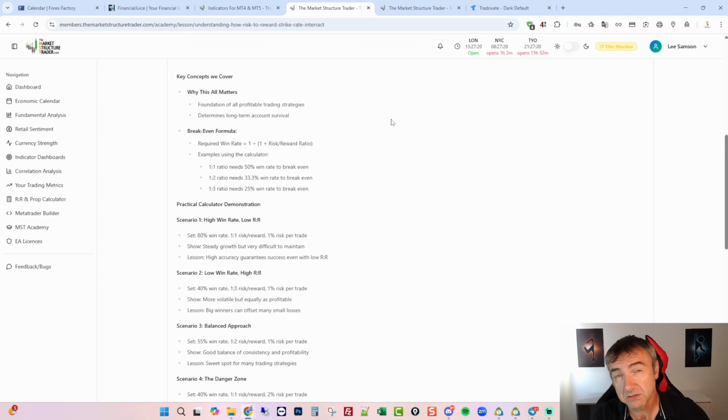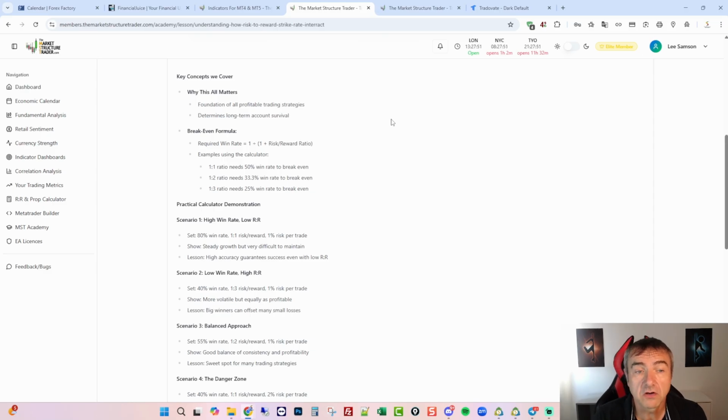It determines also your long-term account survival. As long as you understand the relationship between strike rate and risk reward, you will understand how to keep your capital safe. Capital preservation is rule number one in trading. If you don't have capital, you can't trade. So it's absolutely vital that you protect that capital and make sure that you understand how an amount of risk on your trades is potentially going to affect the long-term equity curve of your account.